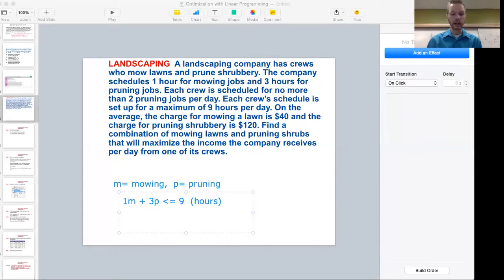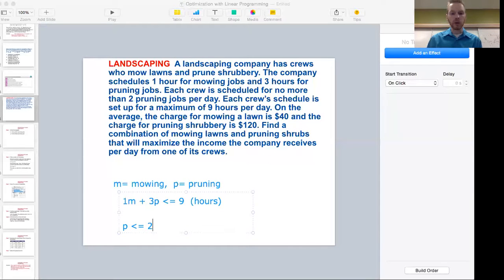Okay, now let's see about another one here. Each crew is scheduled for no more than 2 pruning jobs per day. Okay, let's translate that. So pruning is P, right? So pruning jobs has to be less than or equal to 2. Okay, once again, I can't go past 2, so it has to be less than that, or equal to. I'm allowed to have at most 2. All right, that one's gone. Now let's continue reading on.